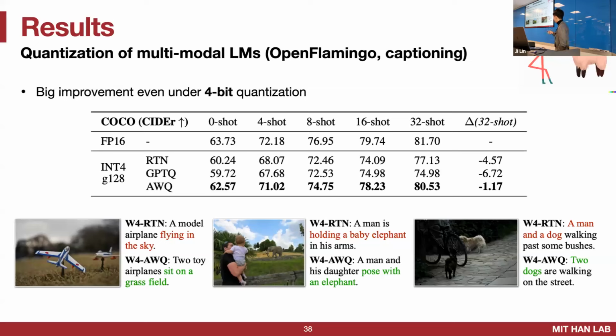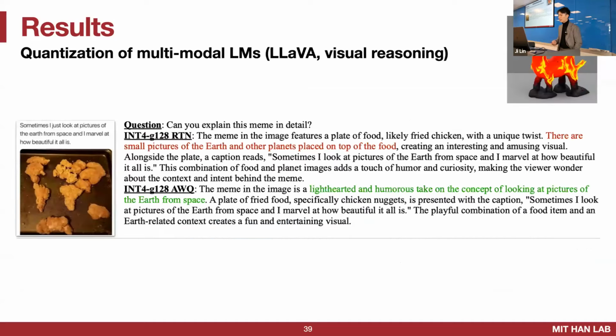So here are some samples. For example, in the first sample, if you use round-to-nearest quantization, the model will give some nonsense caption, like the model airplane flying in the sky, while with our method, you can still see it's sitting on a grass field.